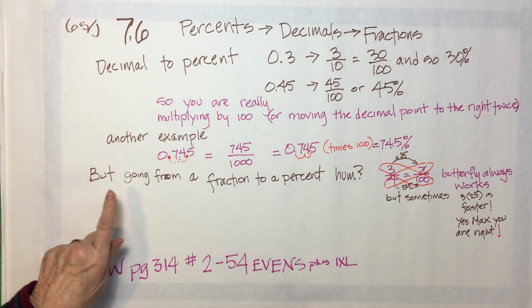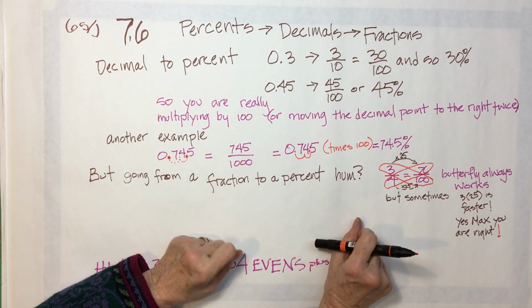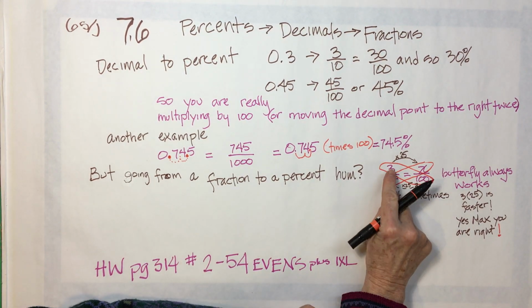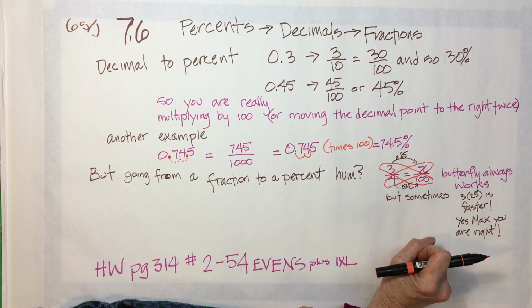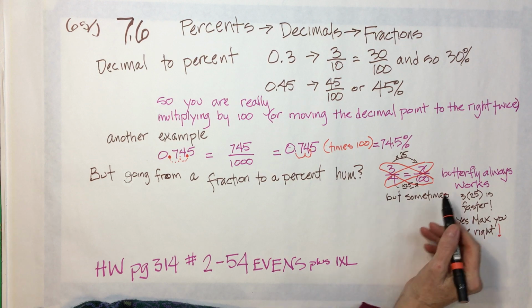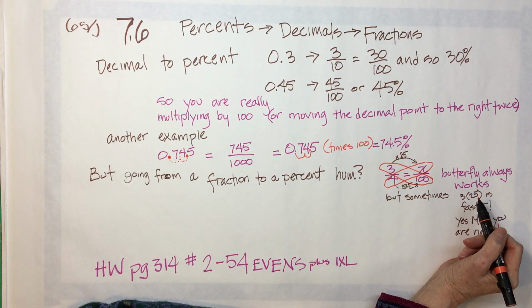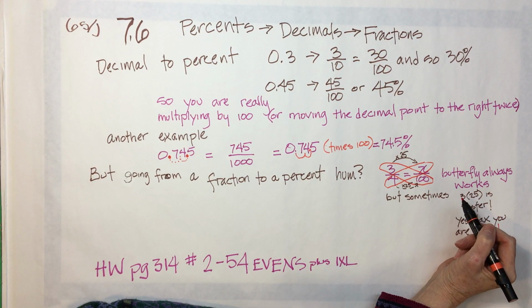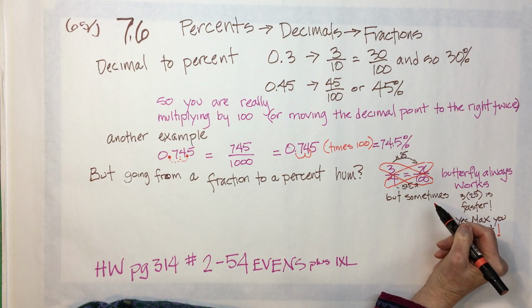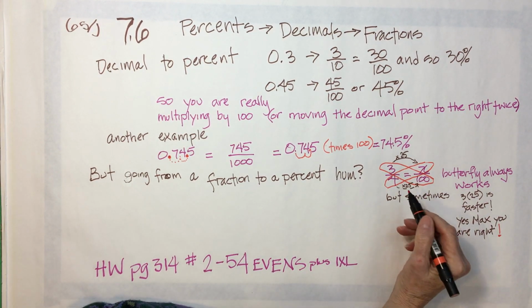Okay, but going from a fraction to a percent, how do we do that? I don't know. Let's look at 3 over 4, because that's an easy one to do. And butterfly always works. And the other name for butterfly would be cross products. That always works. But sometimes, you just want to do it a little faster, particularly if it's obvious.